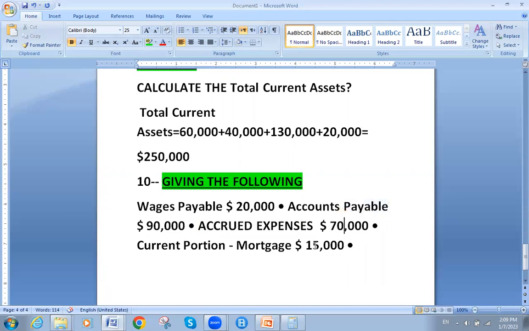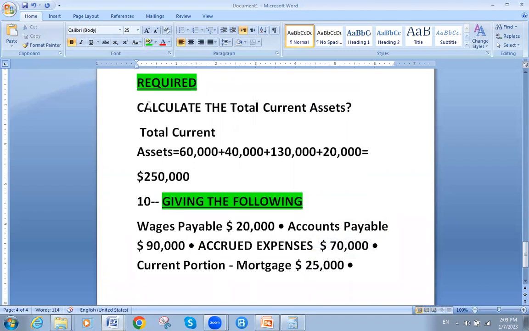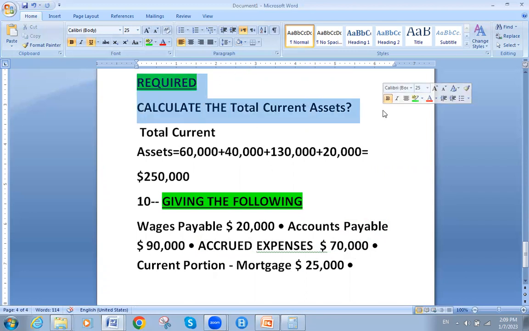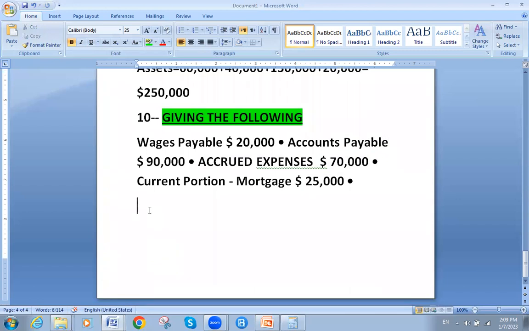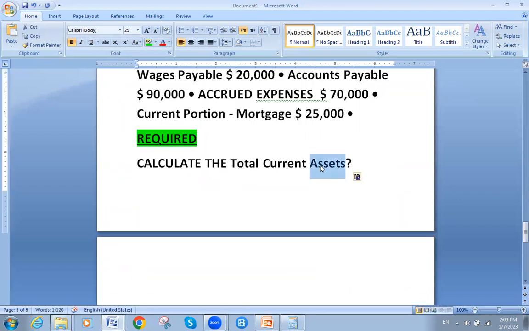And a current mortgage, let me make it 25,000. It's the same thing like other. So calculate what? The total current liabilities. I will take this sentence and say required like this way, Control and C. And I will take here and say Control and V. But now this time it is current liabilities.